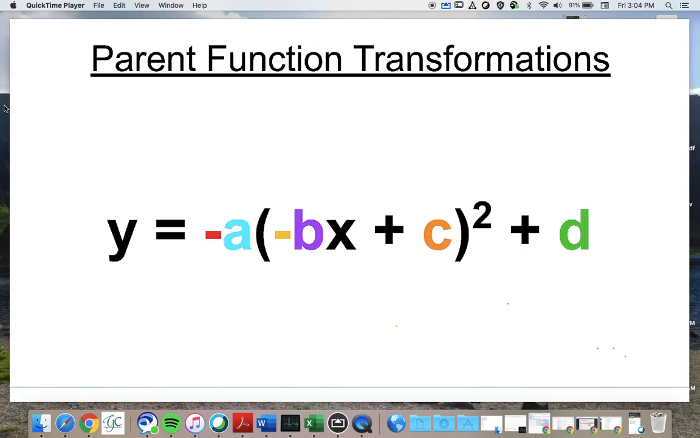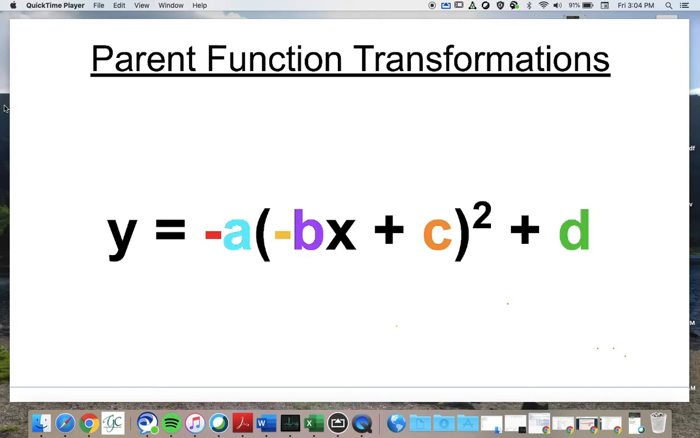In this set of notes, you're going to learn about parent function transformations. So we're going to start by looking at just a sample equation here. This is a quadratic equation that I've chosen for this example, but this is by no means limited to quadratic equations. This can be applied to any and all functions.